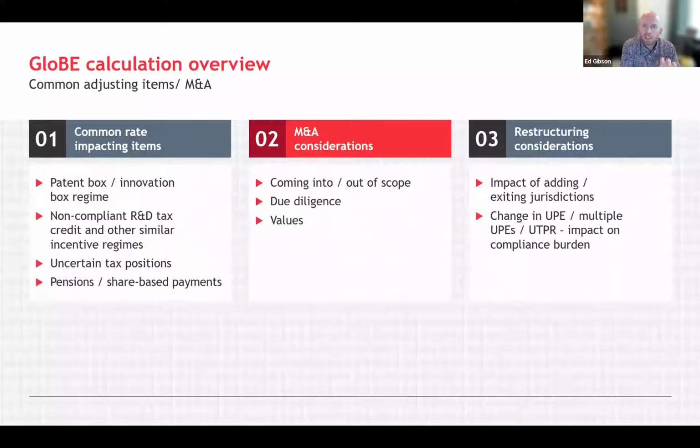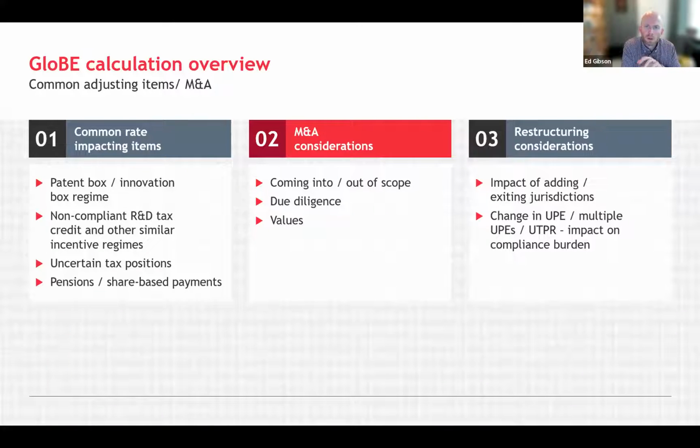So this slide is just highlighting a few key points that we picked up on in some of that, but not all of them. One of the things that's quite commonly asked is, what are the common rate impacting items? What's going to drag my ETR down below that 15%, particularly in a high tax jurisdiction, if we're thinking about that stat that Ross started off with?